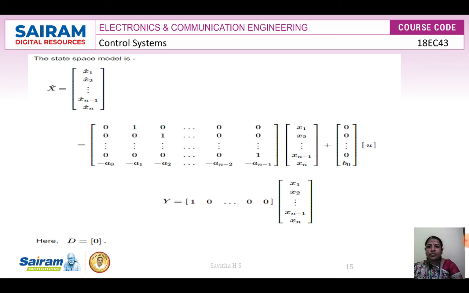Now the state space model is x dot, that is x1 dot, x2 dot up to x n minus 1 dot and xn dot. This is equal to the matrix: first row 0, 1 up to 0, second row 0, 0 up to 0, and the last row minus a naught, minus a1, minus a2 up to minus a n minus 1. It is multiplied by x1, x2 up to xn, plus 0, 0 up to b naught into the input u. Then the output y is equal to the row matrix 1 0 up to 0 multiplied by the column x1, x2 up to xn.